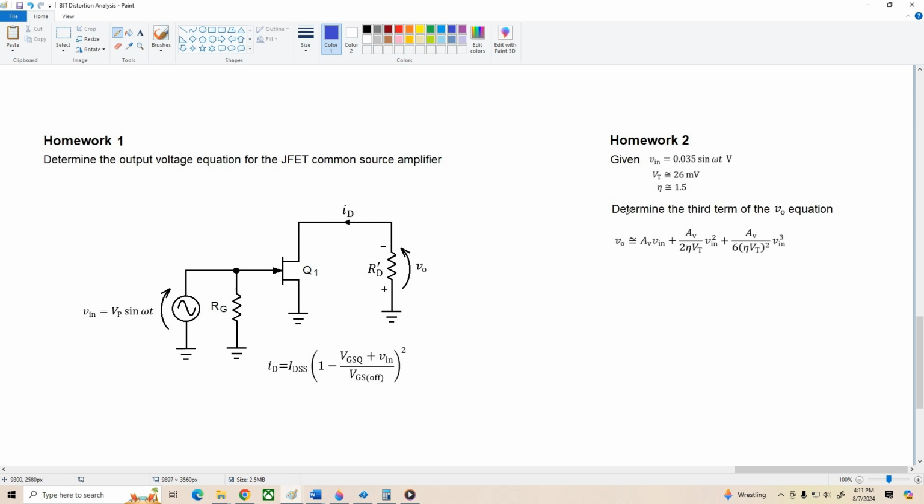And problem number 2, take the circuit that we analyzed today and determine what this cubic term is going to be in the output voltage equation given the same input voltage we applied earlier.